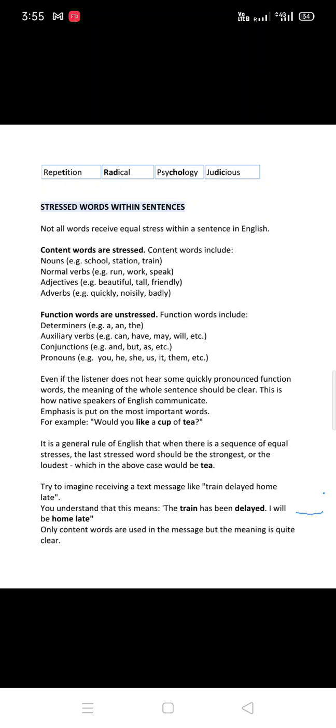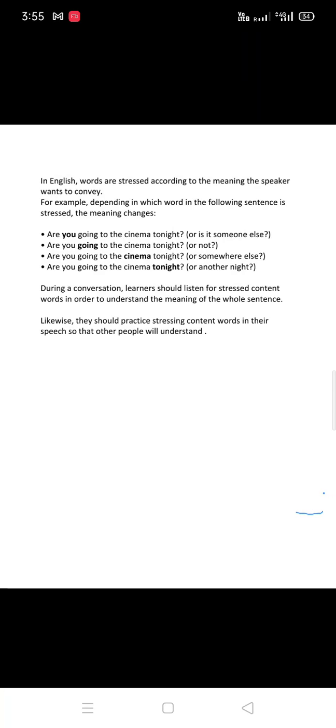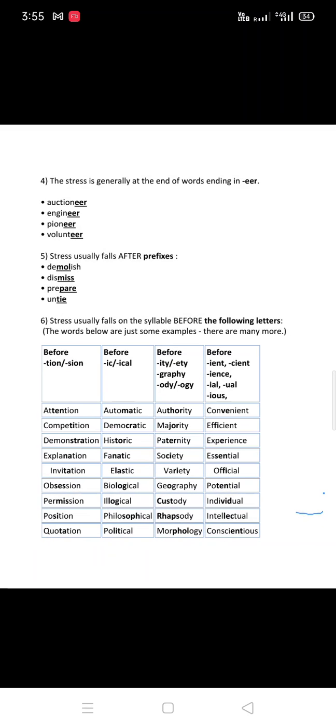Okay, and these are regarding sentence stress. Whatever we discussed, the same is here. Content words and structure words.